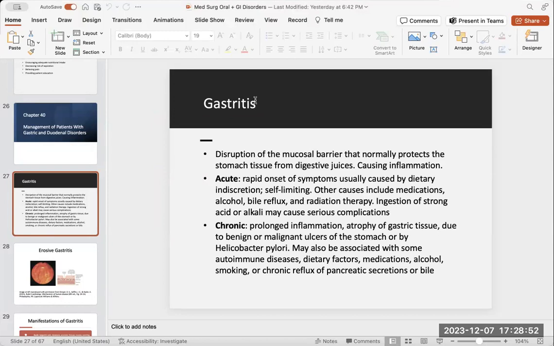So acute means it's temporary, okay? So we're going to have rapid onset of symptoms. We're going to have problems with taking in food.